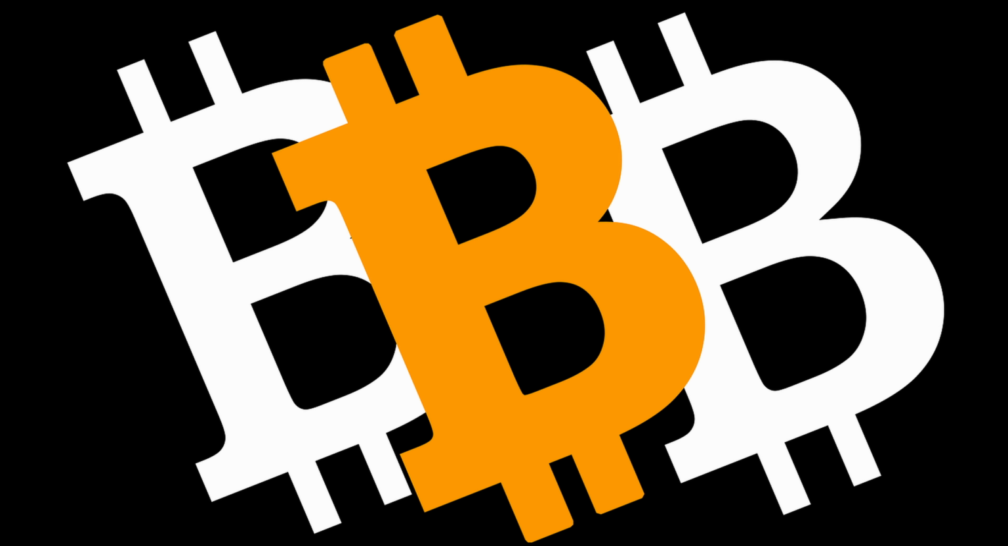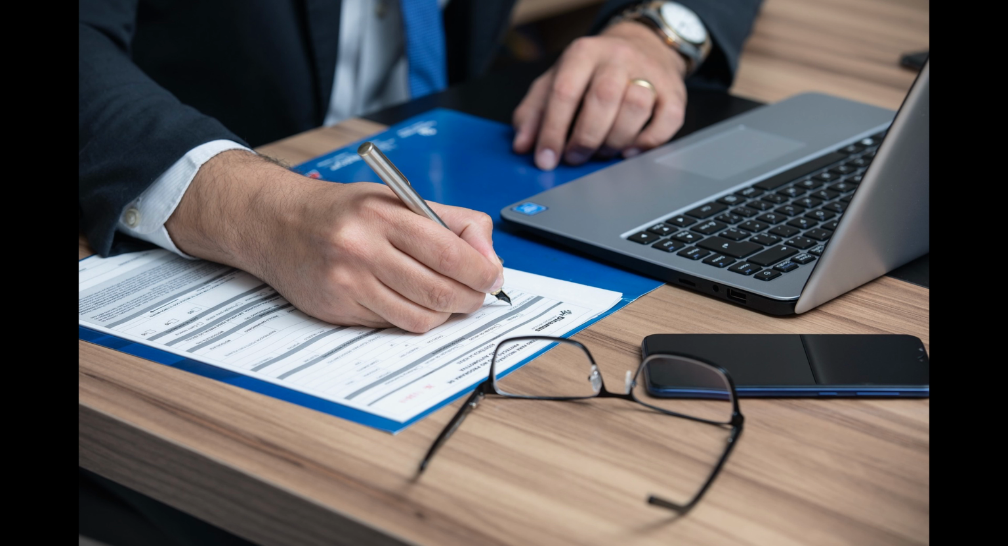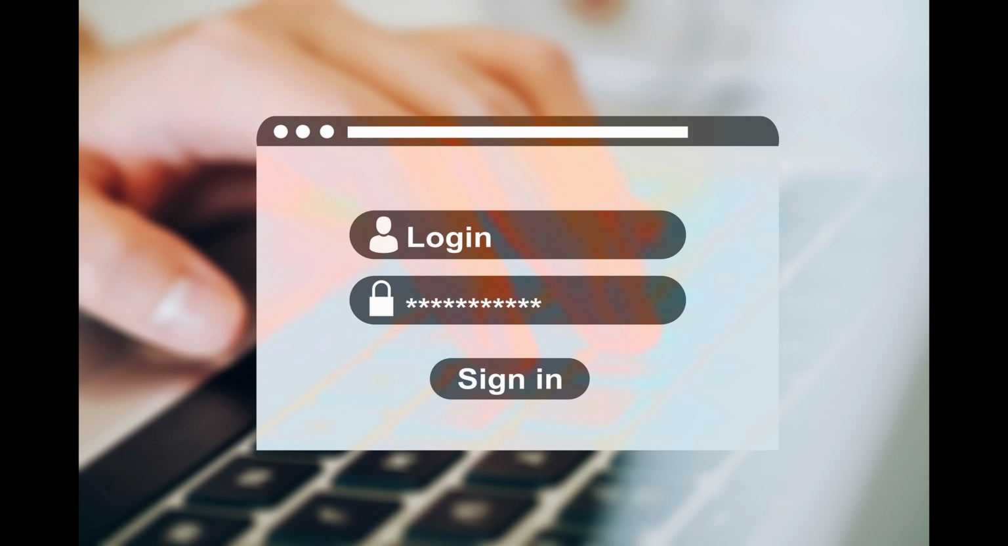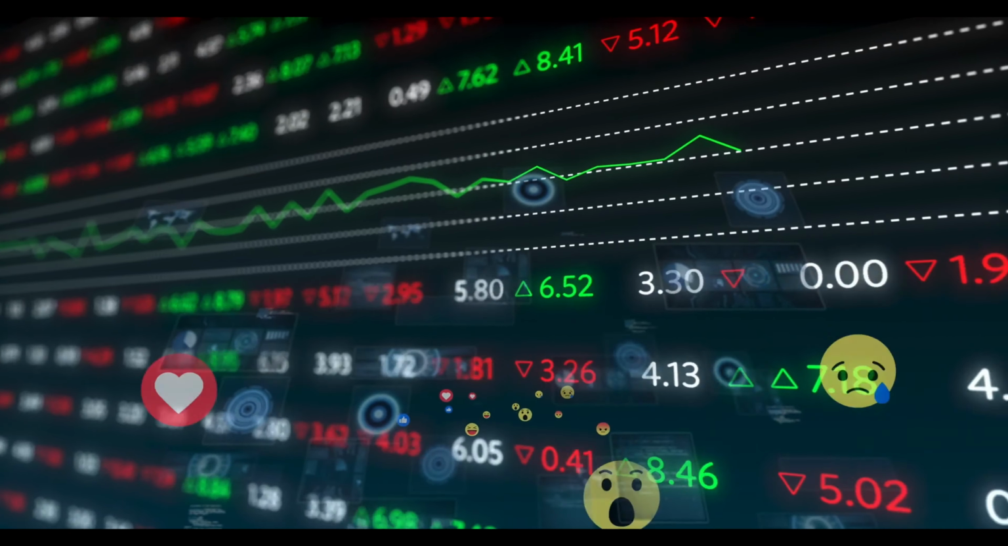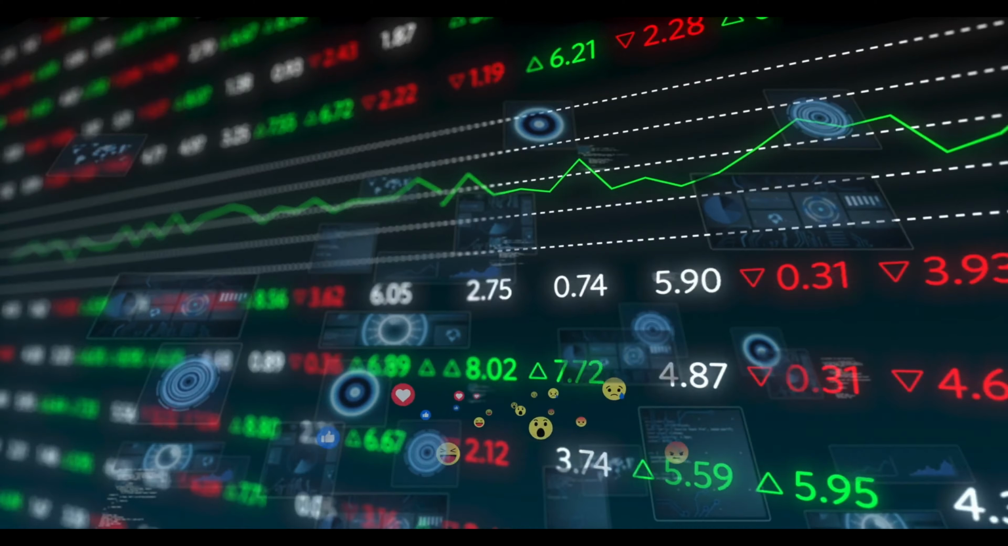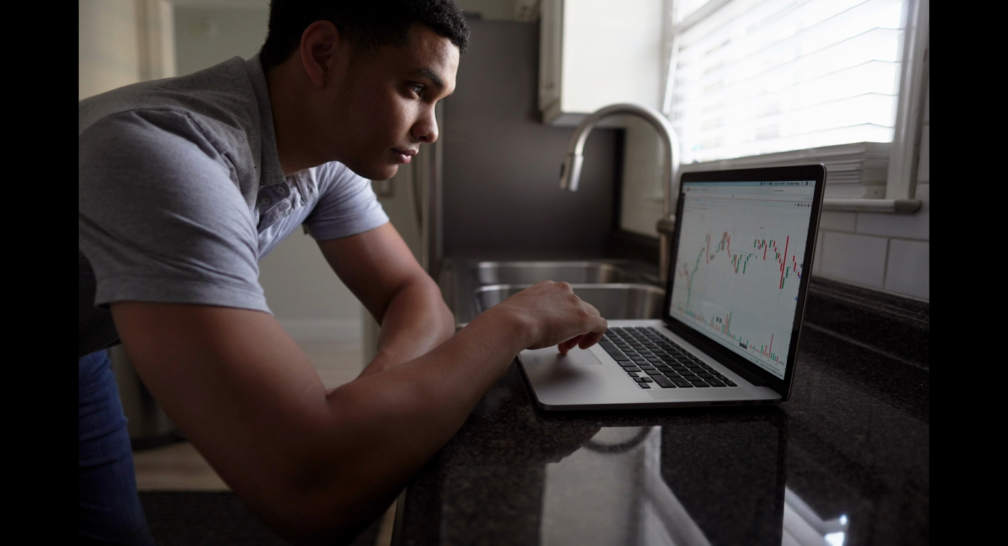2. Create an account. Sign up for an account on the chosen cryptocurrency exchange. This typically involves providing your email address, creating a password, and completing any necessary verification processes, such as providing identification documents. 3. Connect your bank account. Link your bank account to the cryptocurrency exchange. This step may involve verifying your bank account details and providing additional information to comply with Know Your Customer (KYC) and anti-money laundering (AML) regulations.